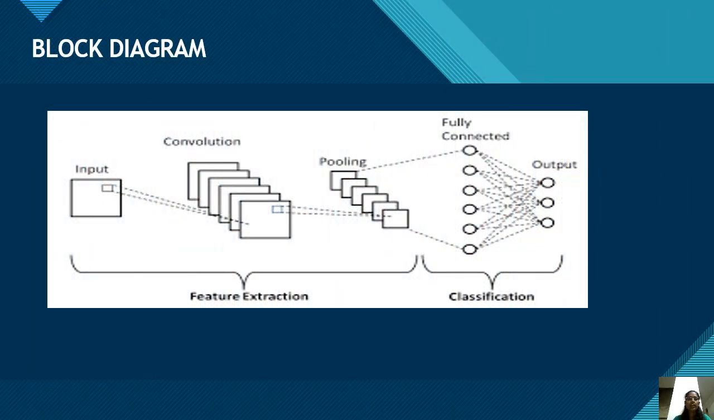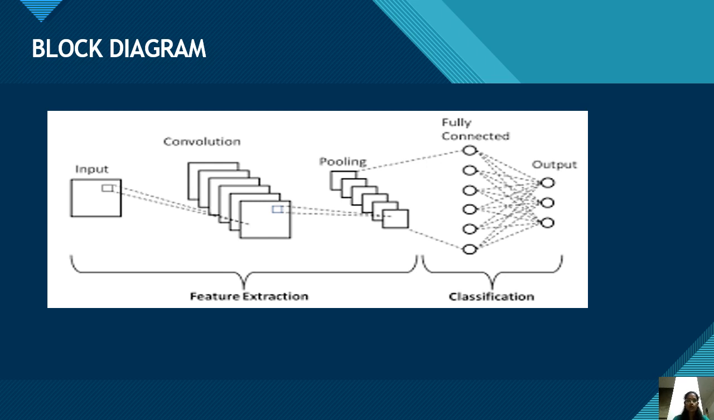Then the block diagram. Here we have the input layer, convolutional layer, pooling layer, fully connected layer, and output layer. As usual, we have learned these layers. In this block diagram, the data flows from the input layer through multiple convolutional and pooling layers, followed by the activation layers.